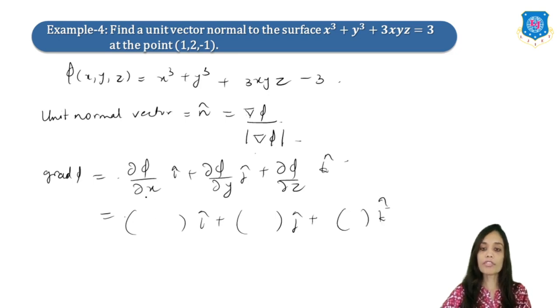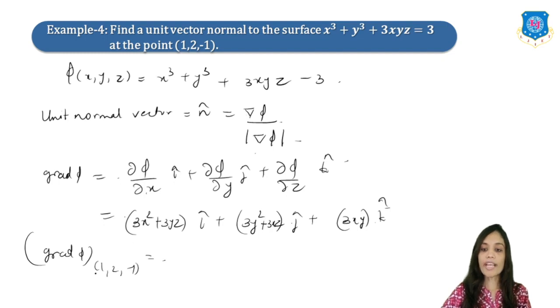So if I evaluate with respect to x, the answer will be 3x square plus 3yz. Now solve the partial derivative with respect to y. So it will be 3y square plus 3xz, right? And lastly evaluate with respect to z. So it will be what? 3xy. Now we have to put the point as 1, 2 and minus 1.